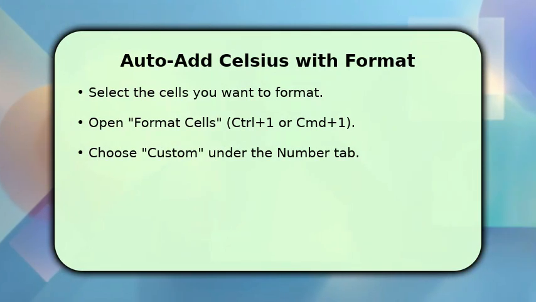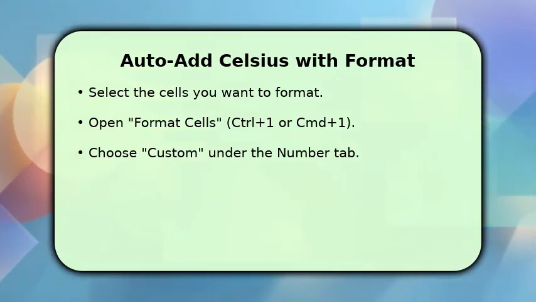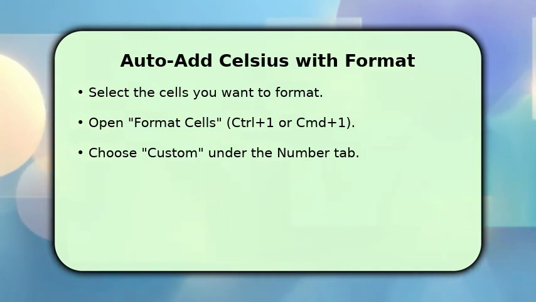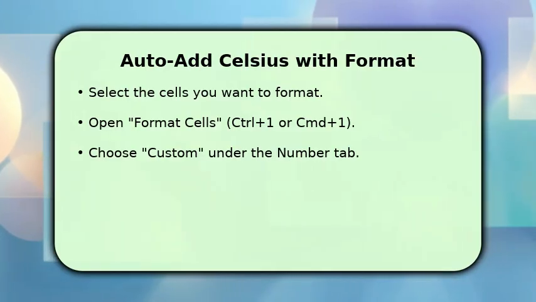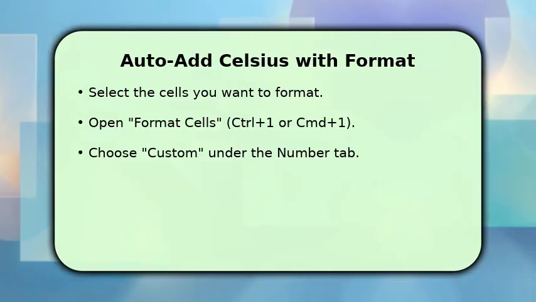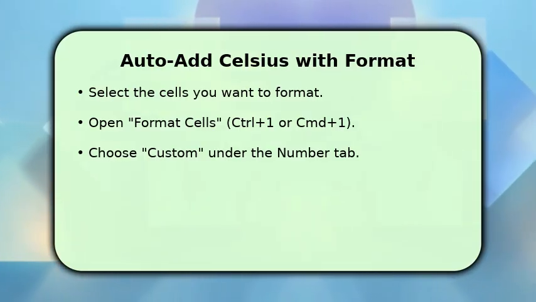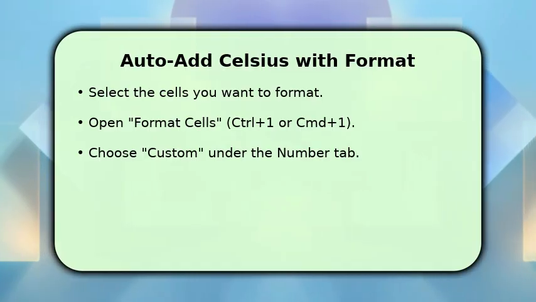For a more automated approach, you can use custom number formatting. Select the cells where you want temperatures to display with the Celsius symbol. Right-click and choose Format Cells or press Ctrl+1 on Windows or Command+1 on Mac. Under the Number tab, select Custom. In the Type field, enter a format like #0°C or 0°C, then click OK.